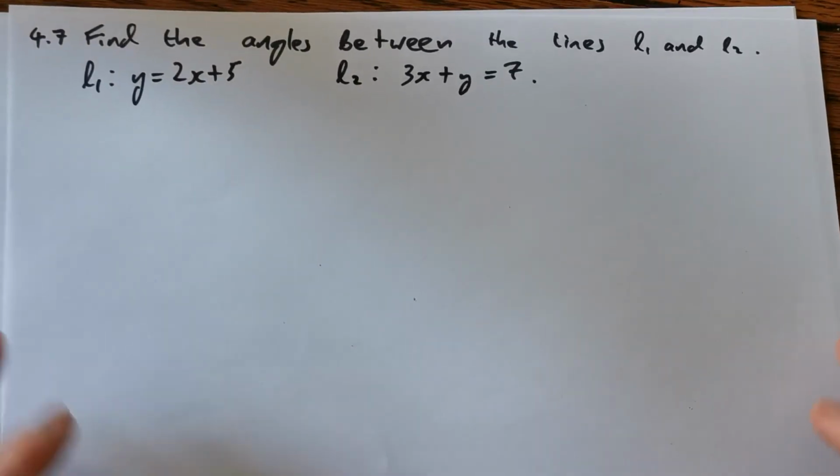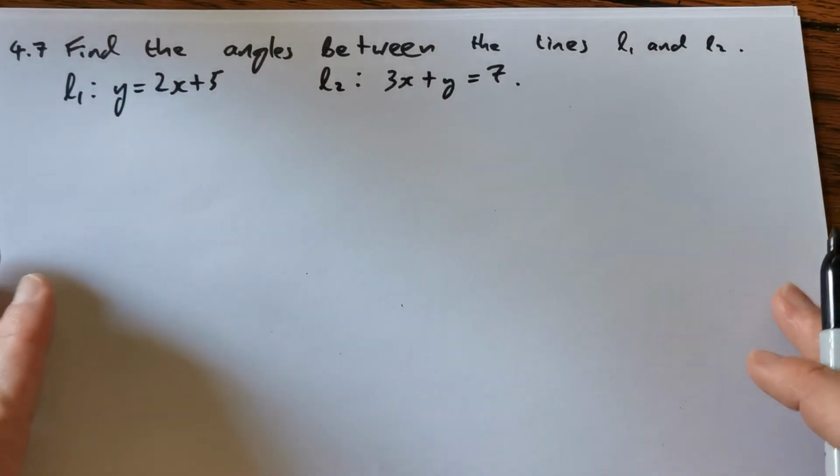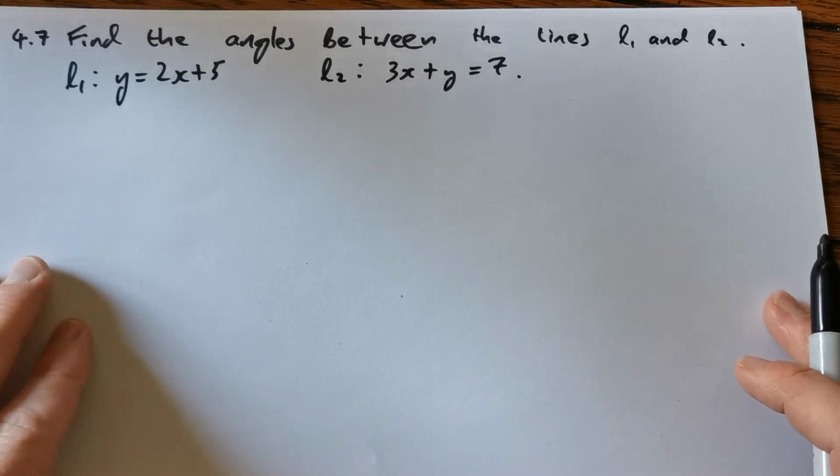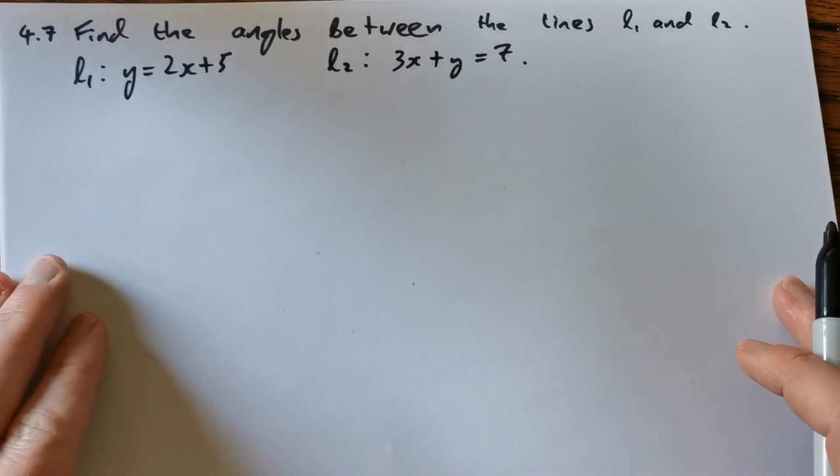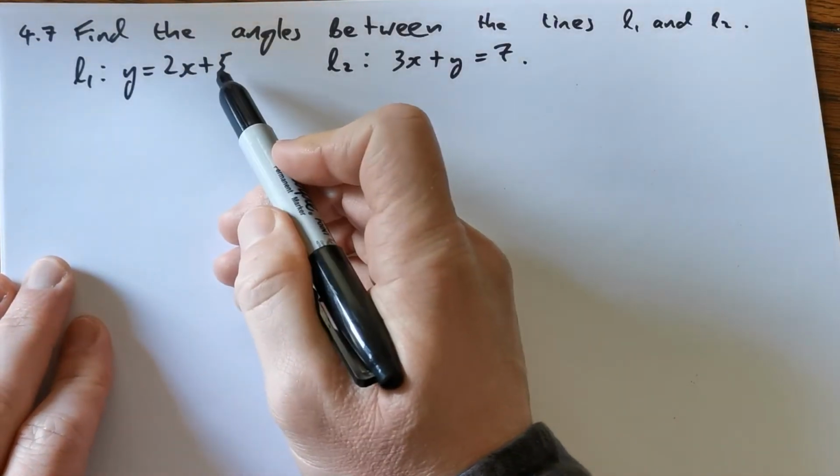So here's a fairly straightforward question. It says, find the angles between the lines L1 and L2. And it tells me L1 has the equation y equals 2x plus 5.